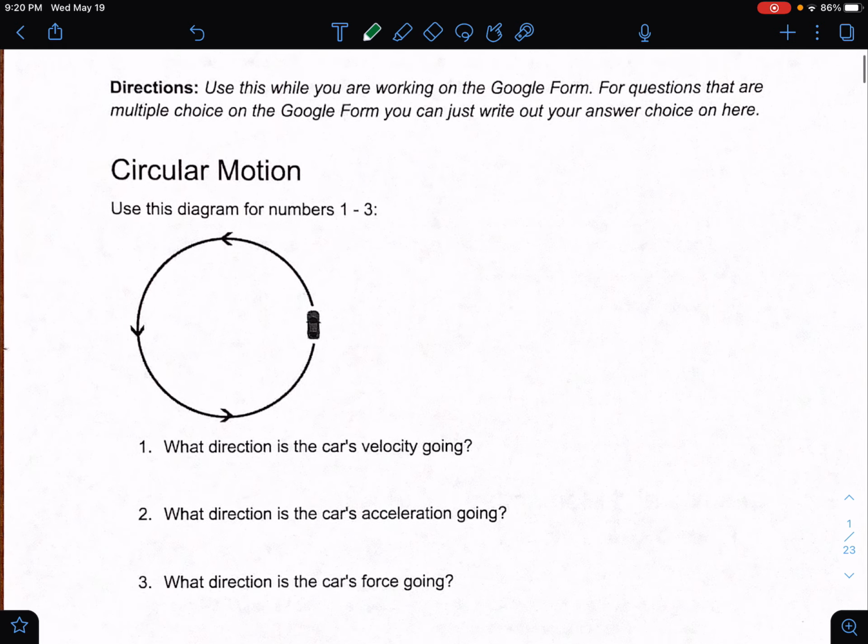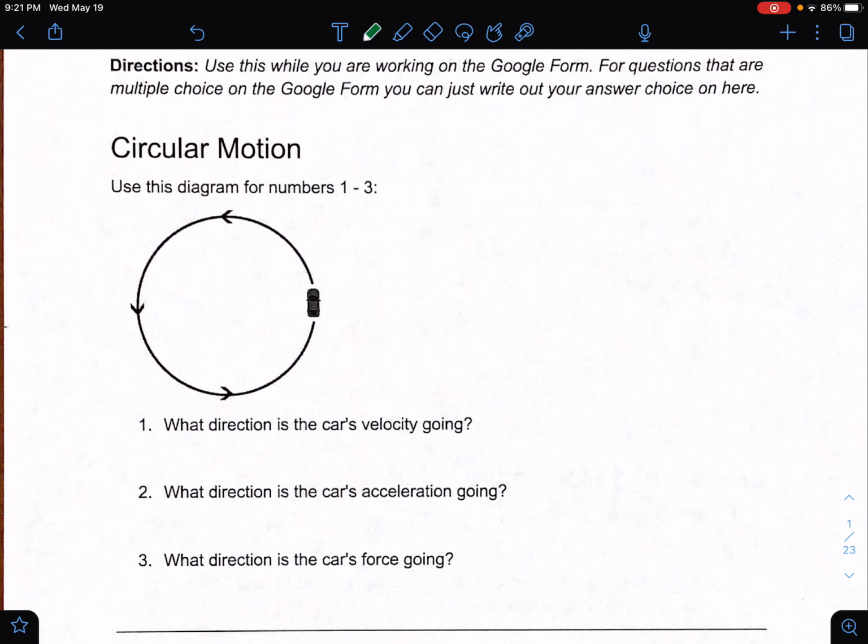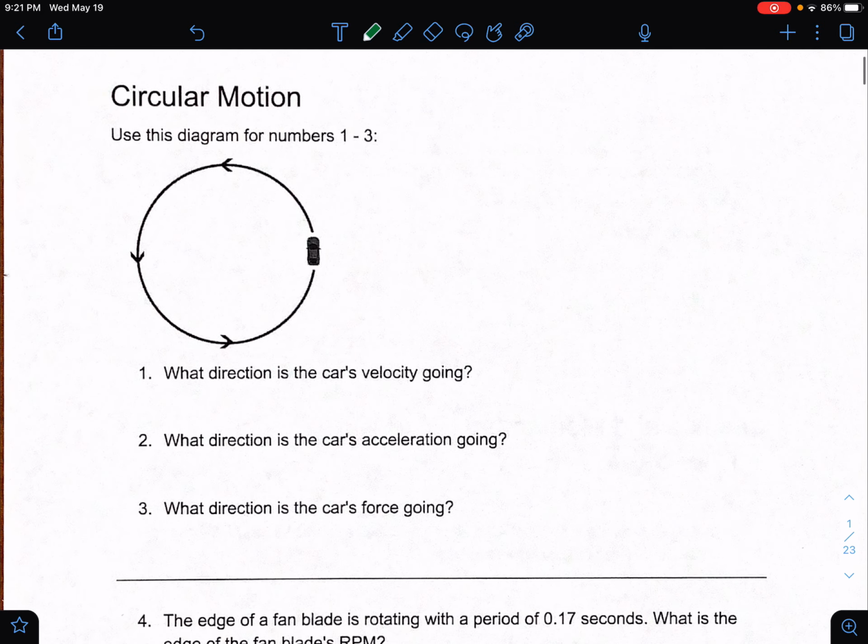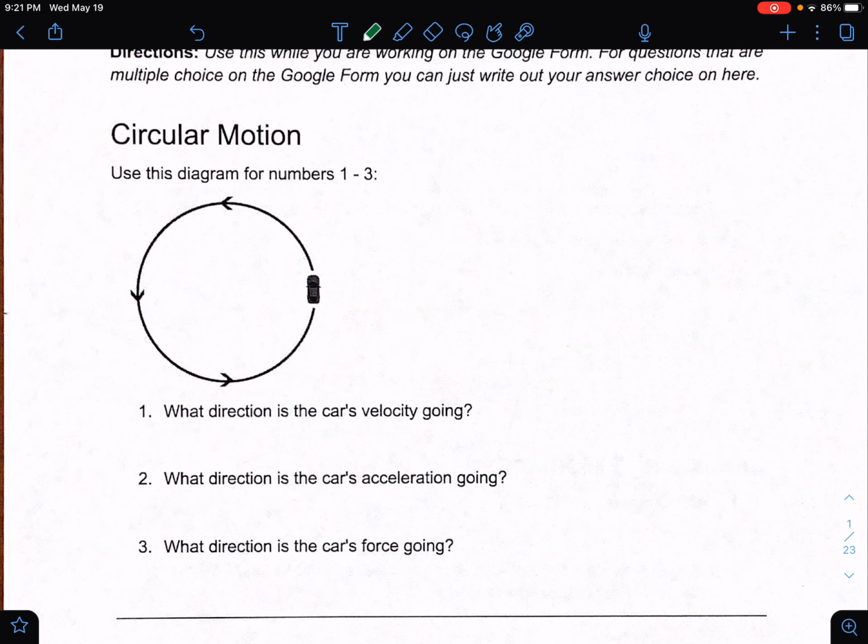So we're going to start off with circular motion, and I'm going to go through this fast. What direction is the car's velocity going? Okay, so velocity is always tangent to the circle. If it's spinning around a circle like this, and let's say our cardinal directions are north, east, west, and south, my velocity is going to be going north. Which direction is the car's acceleration going? Acceleration is always pointed towards the center, so that is going to be west.